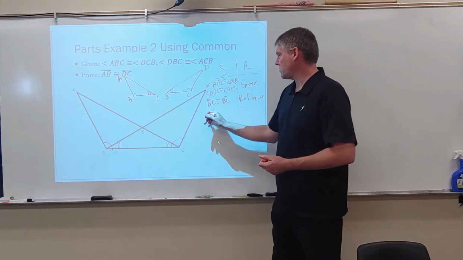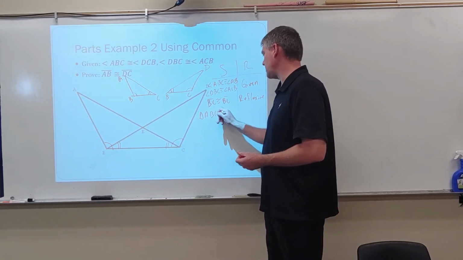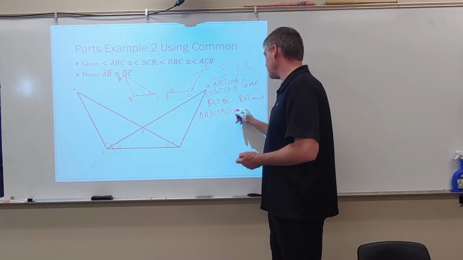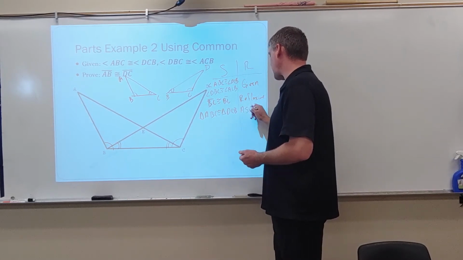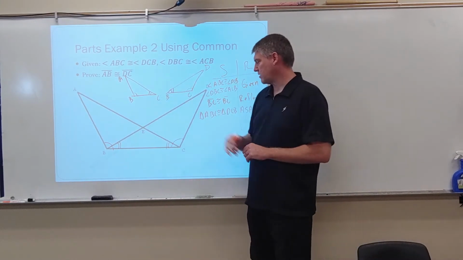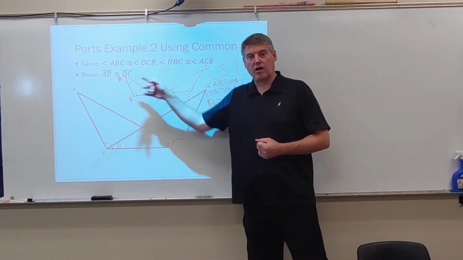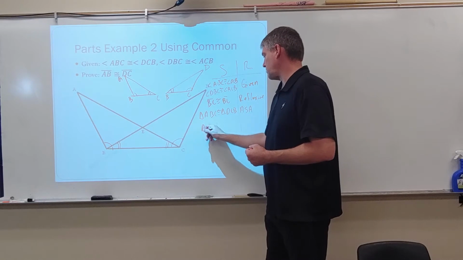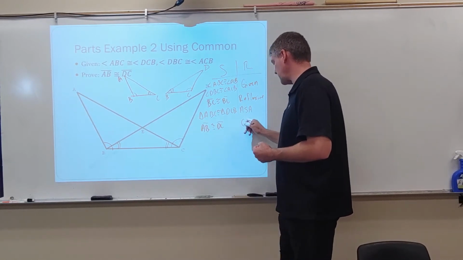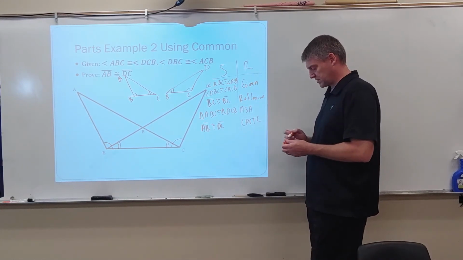Okay, so now I know these triangles are congruent. So triangle ABC is congruent to triangle DCB by the angle side angle theorem. Okay, so now these triangles are congruent by ASA. Well, since the triangles are congruent, all the parts have to be congruent. So part AB is congruent to DC because of CPCTC. Corresponding parts of congruent triangles are congruent. Okay?